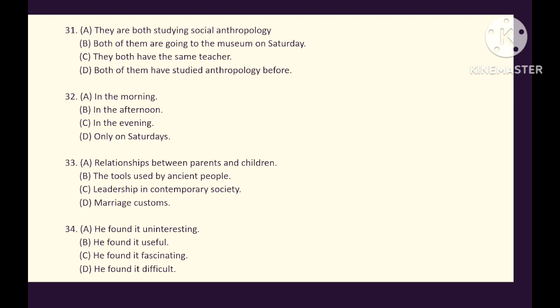Number 32. When does the women's class meet? Number 33. Which of the following topics would most likely be discussed in the man's class? Number 34. What had the man's opinion of anthropology been before this term?